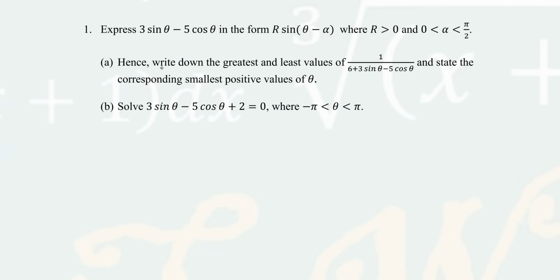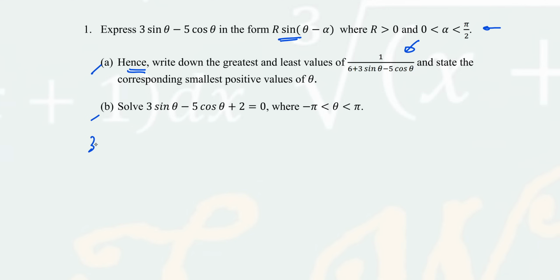First question, express 3 sine theta minus 5 cos theta in the form of r sine theta minus alpha, where r is greater than 0 and alpha is between 0 and half pi. Then A, hence means use the previous answer. Write down the greatest and least value of this expression and state the corresponding smallest positive values of theta. Then B, solve the equation where theta is defined from minus pi to pi.